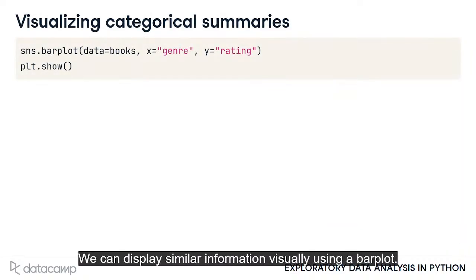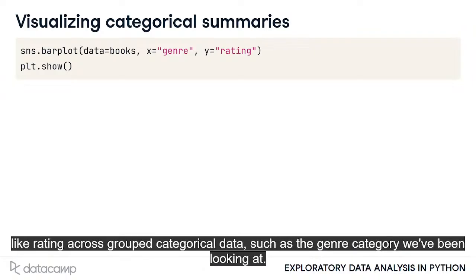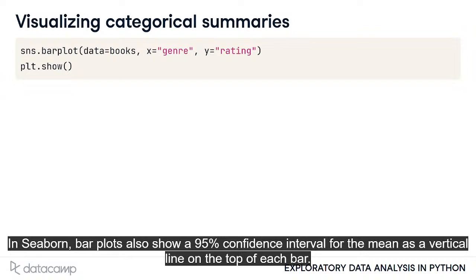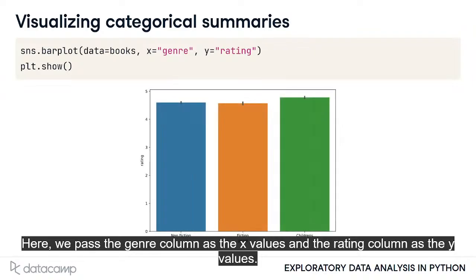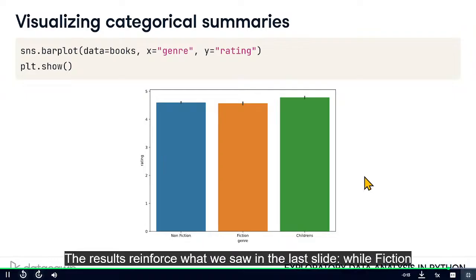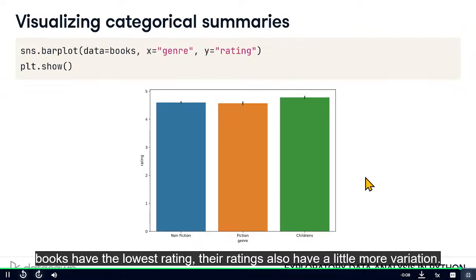We can display similar information visually using a bar plot. In Seaborn, bar plots will automatically calculate the mean of a quantitative variable like rating across grouped categorical data, such as the genre category we've been looking at. In Seaborn, bar plots also show a 95% confidence interval for the mean as a vertical line on the top of each bar. Here, we pass the genre column as the x values and the rating column as the y values. The results reinforce what we saw in the last slide. While fiction books have the lowest rating, their ratings also have a little more variation.